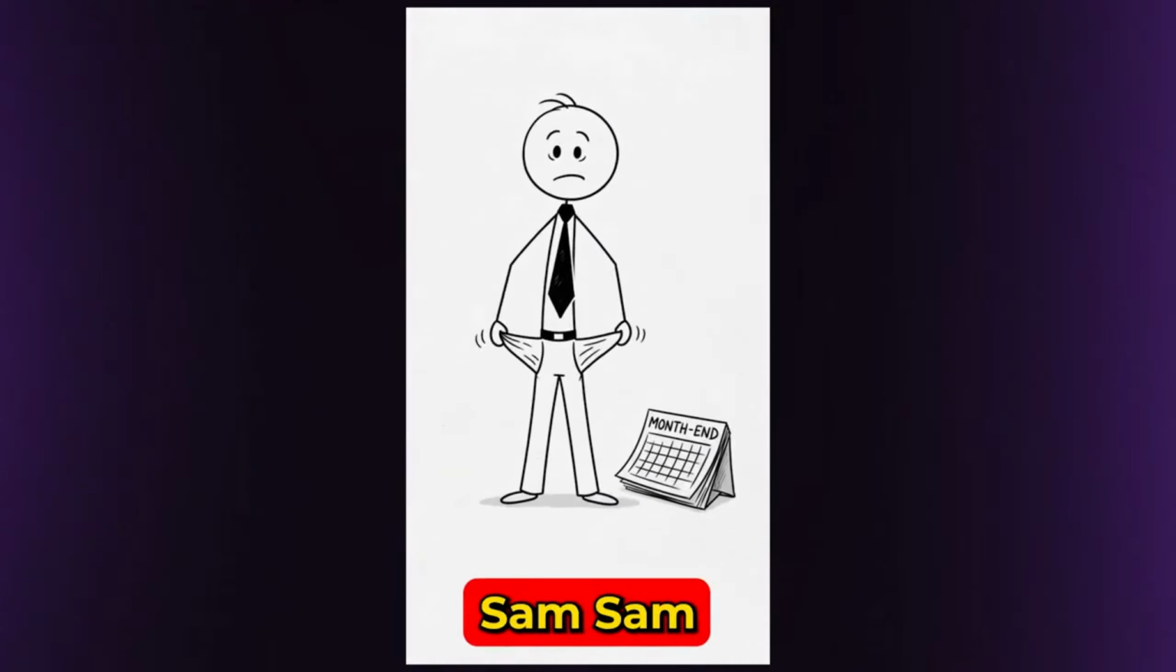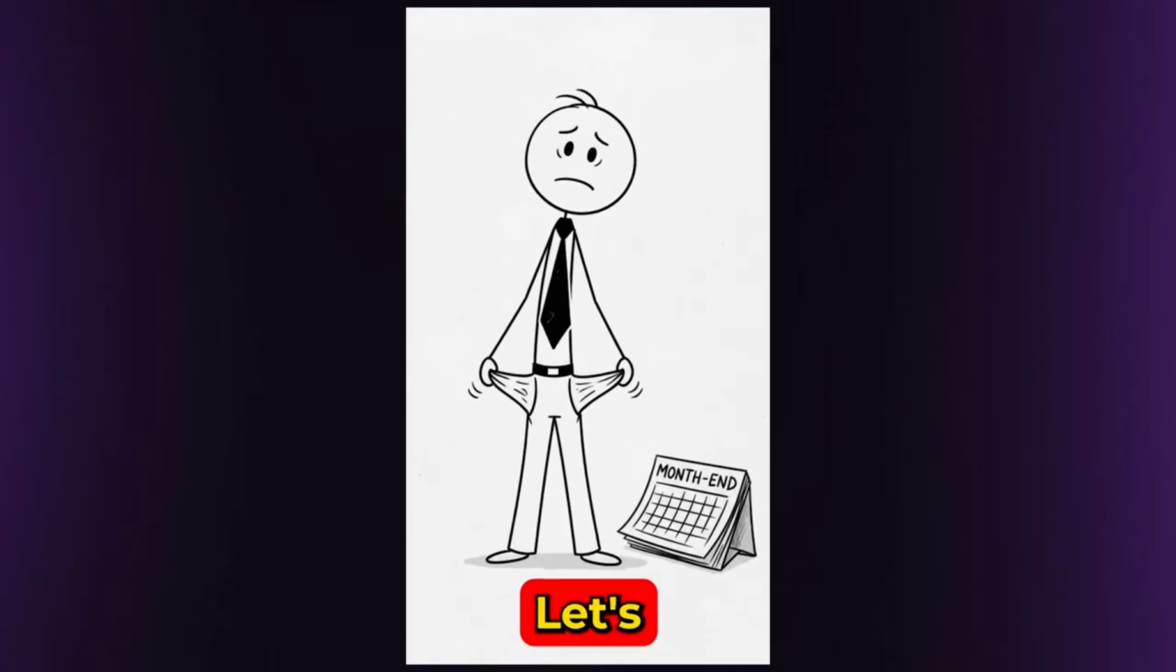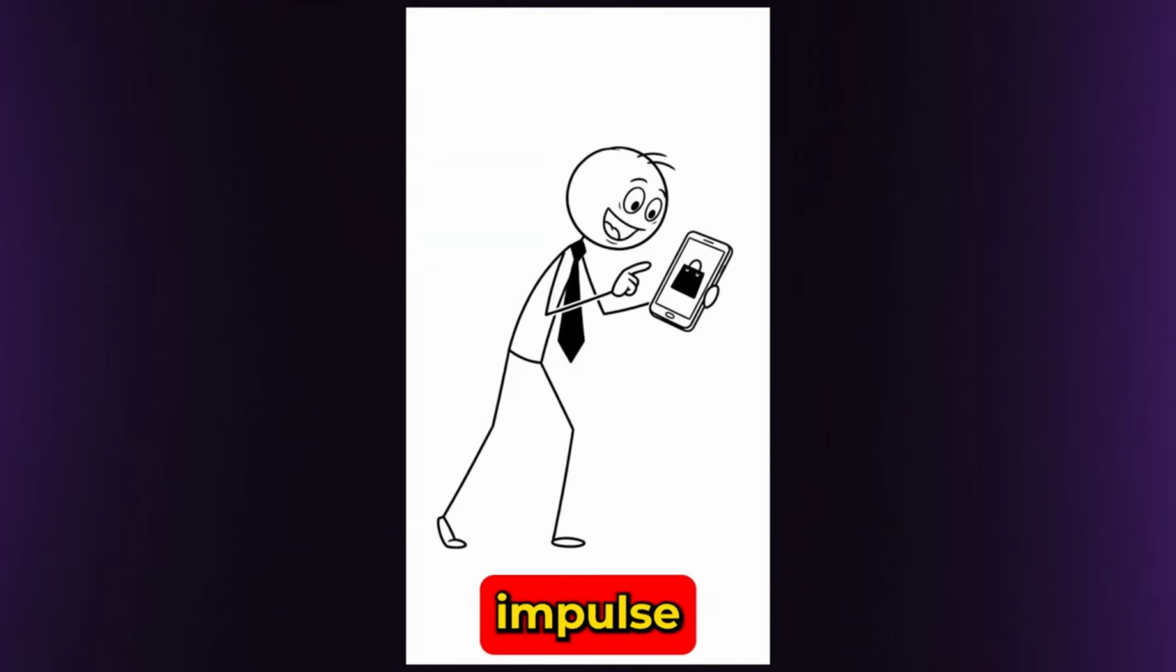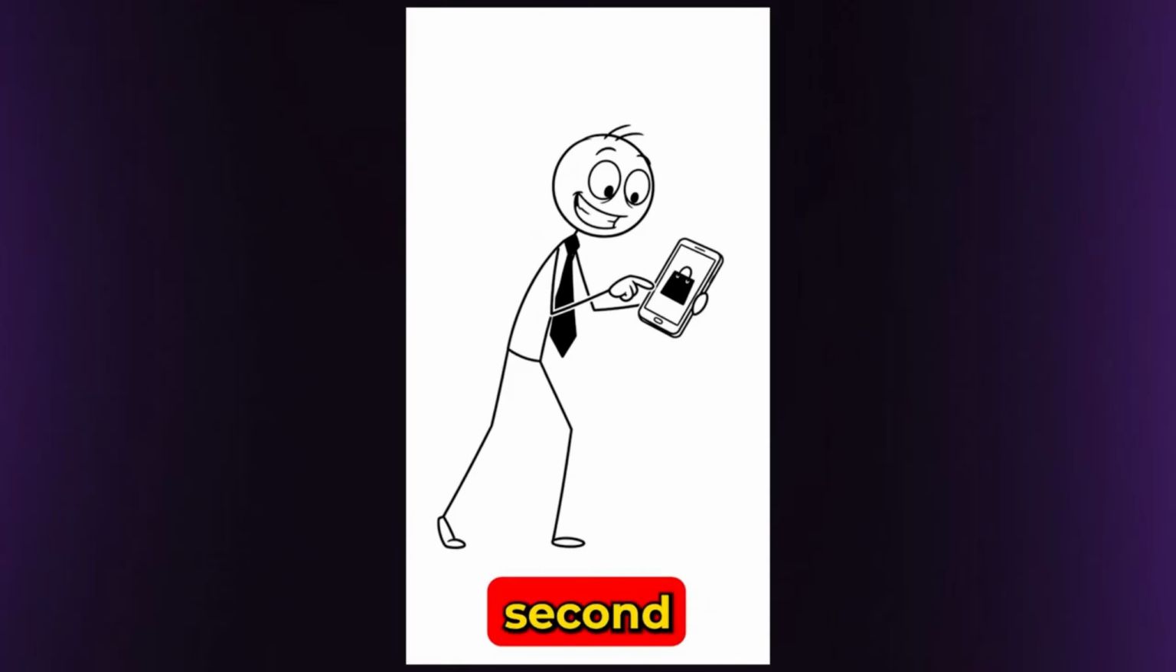Meet Sam. Sam earns well. But somehow, money always disappears by month end. Let's find out why. Mistake 1, impulse spending. Sam sees a sale and boom, buys it, no second thought.